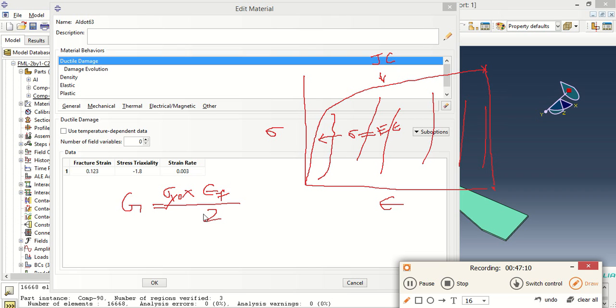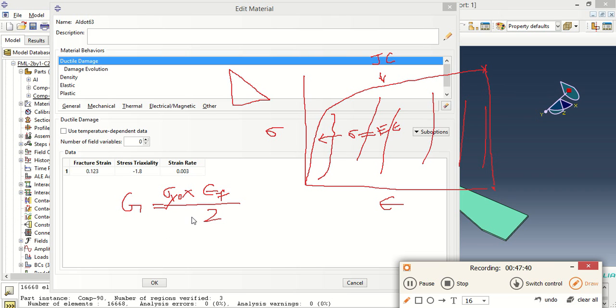Now if you see, this is a typical area of a triangle. Okay, the area of a triangle is half base into height. So this is my base, the fracture strain, and this is my height, the maximum load, divided by 2. So that's the typical area of a triangle. But this is not exactly representing the area of the triangle. So this is a kind of tentative way of obtaining the fracture energy.